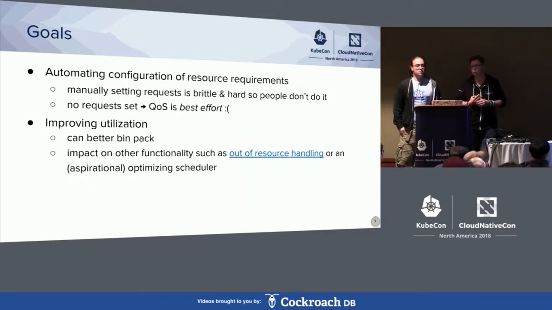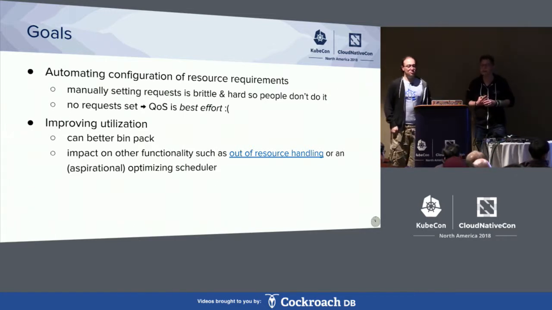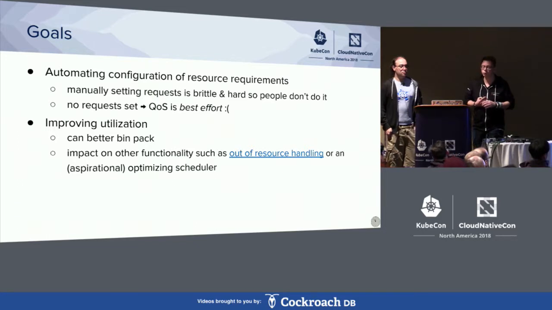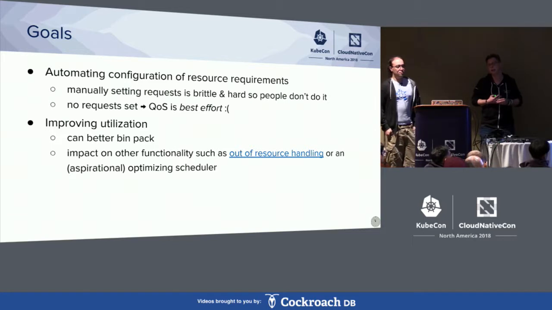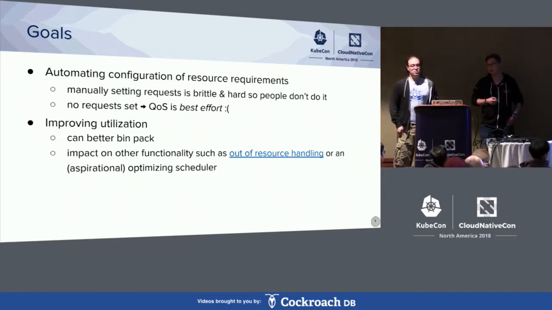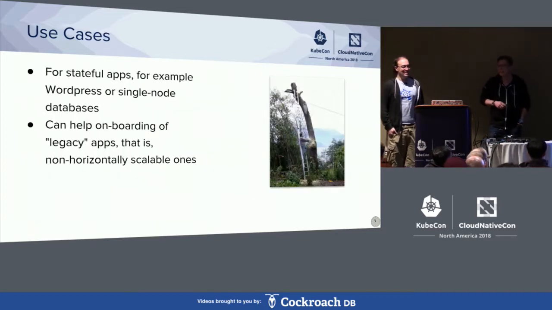On the other hand, we want to improve the utilization. Obviously, the more we can bin pack on a certain node, the higher the utilization gets. Of course, you want to leave a certain headroom. You don't want to go up to 100%, but let's say 80, 90% is great. And you also want to have the impact on other functionalities like scheduling. The optimizing scheduler is still, I think, not really there, but is there already a PR? I have no idea, but it should enable that as well, hopefully, at some point in time.